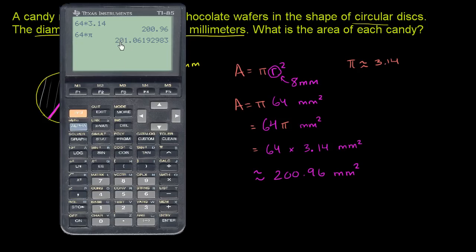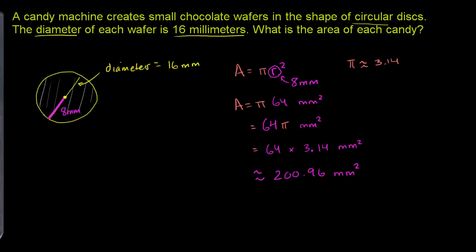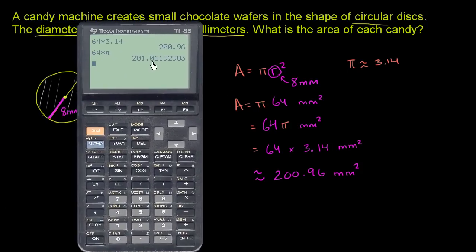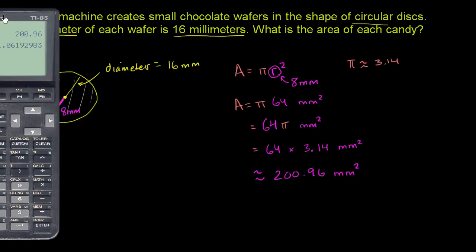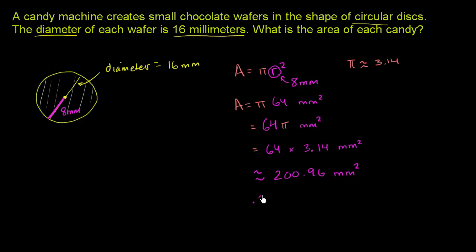And you get 201. So let me put it over here so I can write it down. So a more precise answer is 201, and I'll round to the nearest hundredth. So you get 201.06. So more precise is 201.06 square millimeters. So this is closer to the actual answer because the calculator's representation is more precise than this very rough approximation of what pi is.